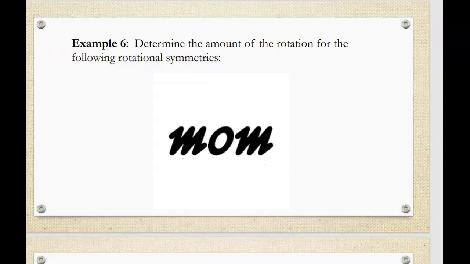So let's look at this word, mom. This becomes here. This becomes here. So again, this is 180 degrees.